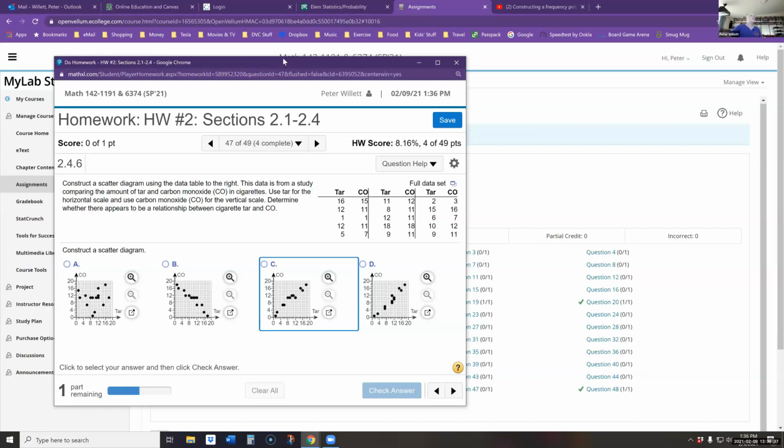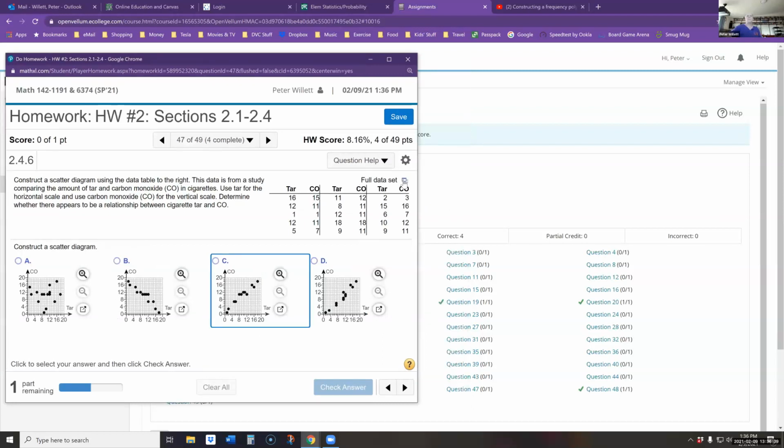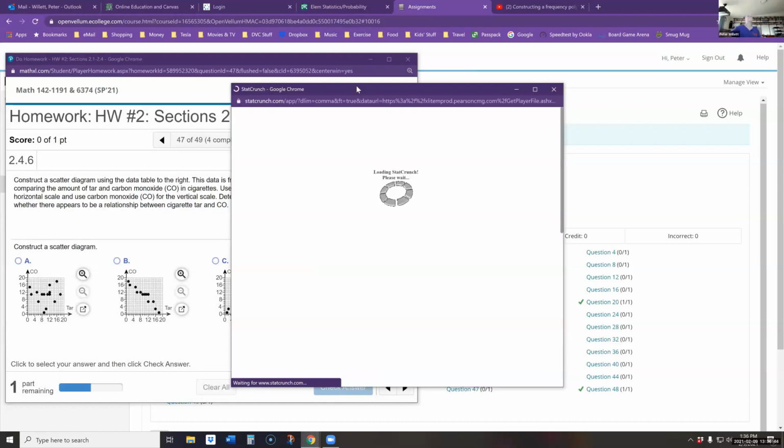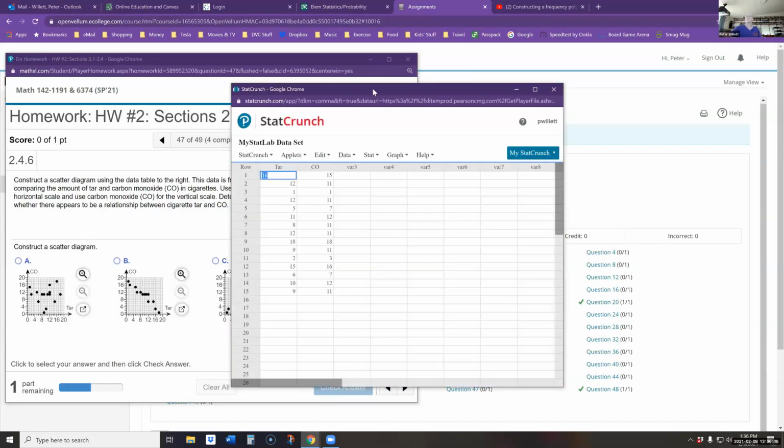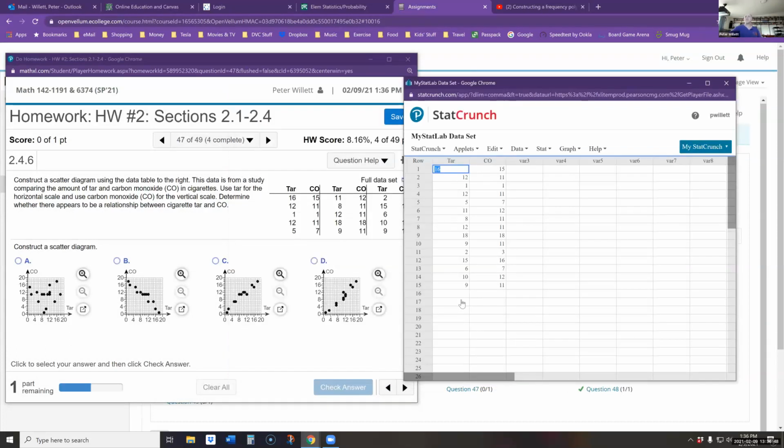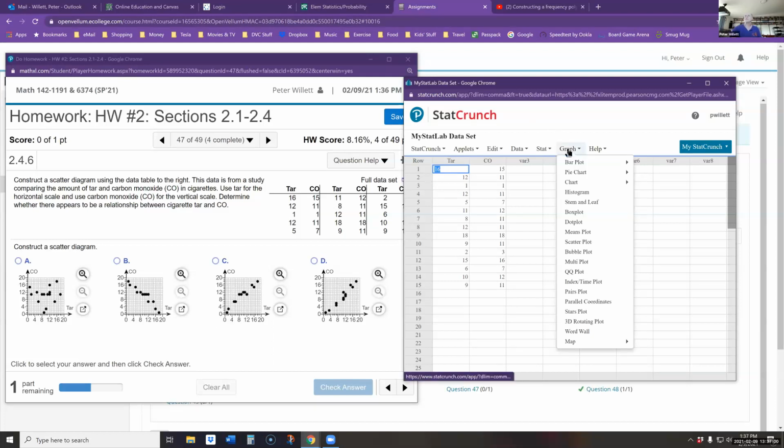So as we've seen before, when we're given data, there should be a little box up here, and then we can just open in StatCrunch. And what you can see in this case is there are 2 columns of data, and that we have paired values in each row. So a scatter plot is a kind of a graph. So I would go to the Graph tab.